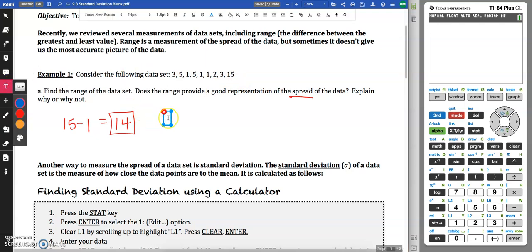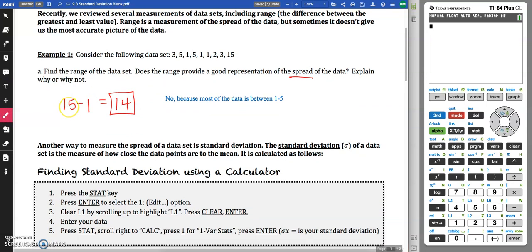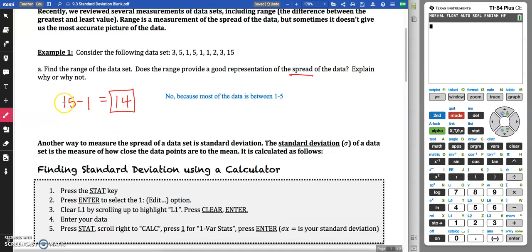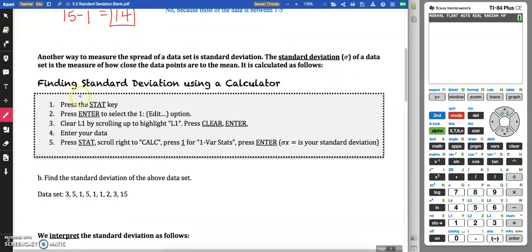It doesn't seem to be a good measure because most of the data is actually between 1 and 5. There aren't very many data points even close to our range. Okay, so we need another way to measure the spread of our data. So that's where standard deviation comes into play.